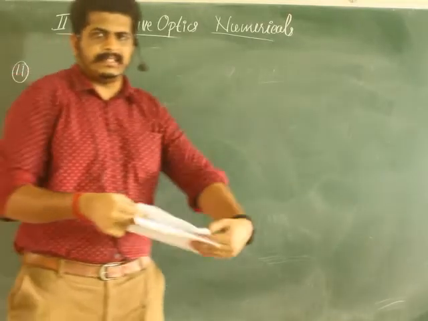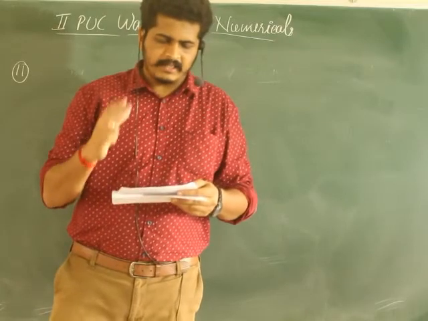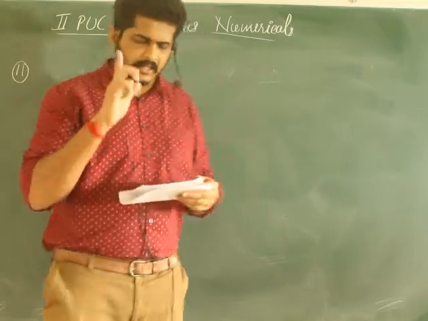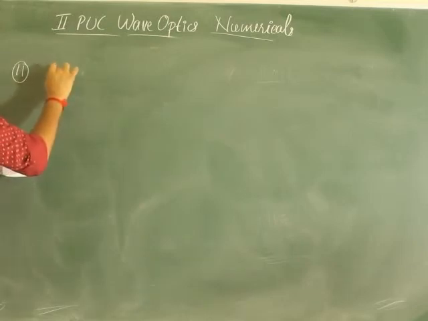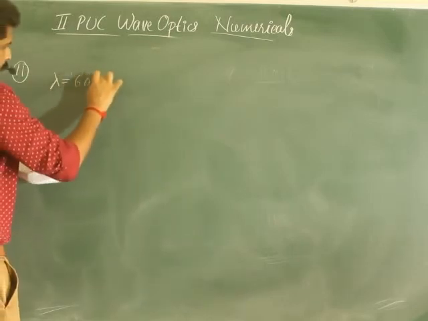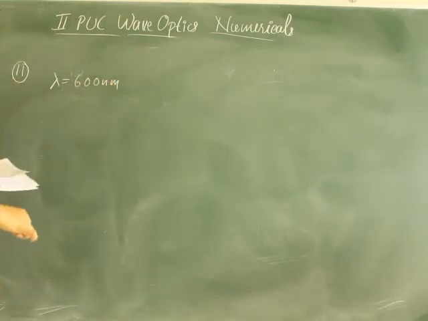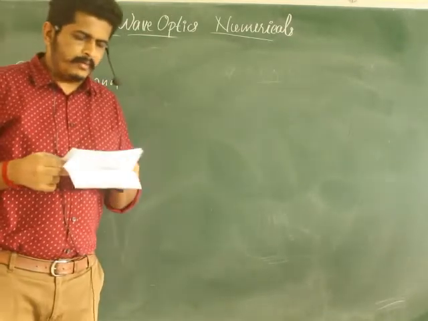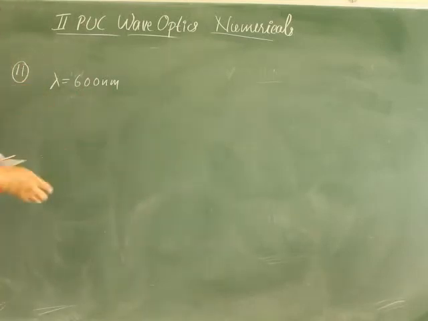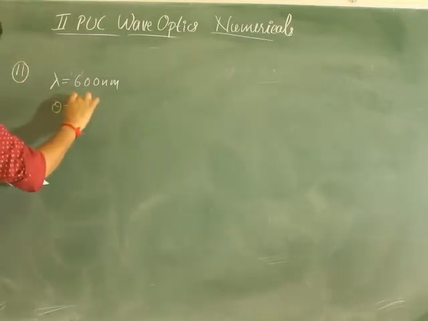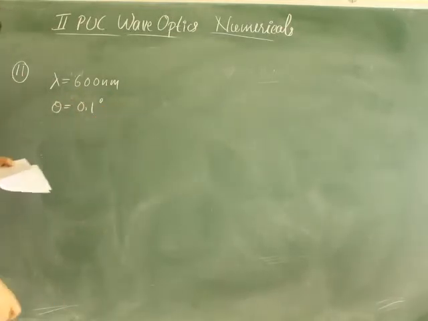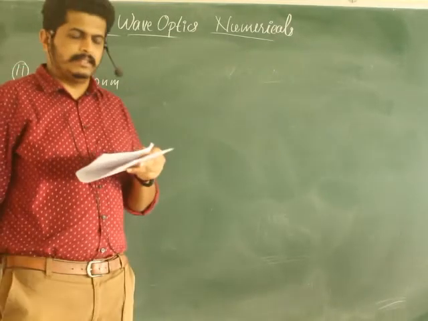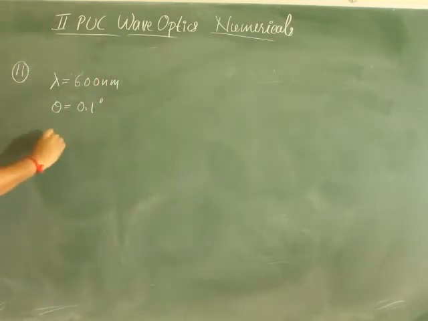Question number 11 is: in a Young's double slit experiment using light of wavelength 600 nanometer, the angular width of the fringe formed at a distance is given, theta. Hope you remember all this. That is theta equal to 0.1 degree. What is the spacing between two slits? That means small d, you have to calculate.